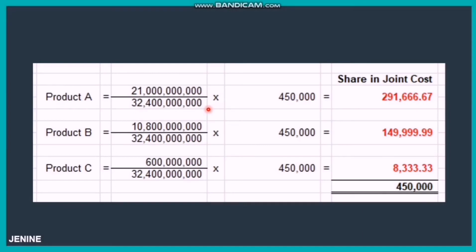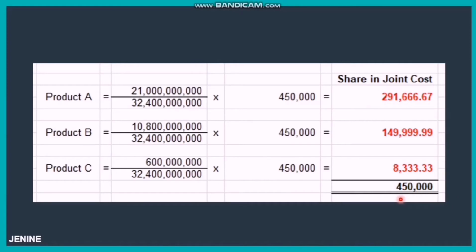Okay. Substitute natin. So product A has 21 billion total market value divided by the 32,400,000,000 na total market value ng lahat ng products multiply sa total joint cost ng 450,000 is equal to 291,666.67 pesos. Ang ibig sabihin lang nito is yung product A has incurred 291,666 pesos and 67 cents sa 450,000 pesos.